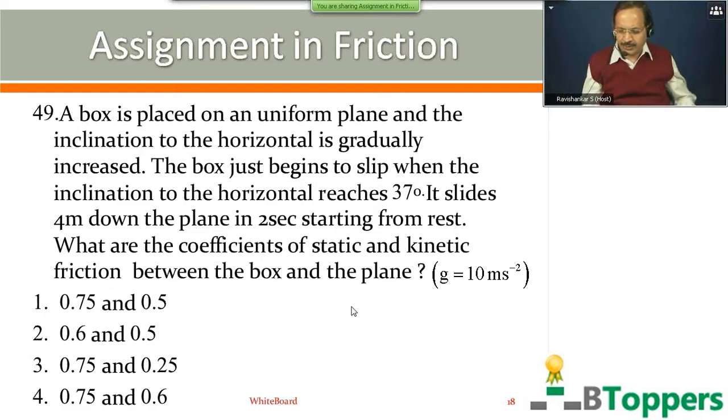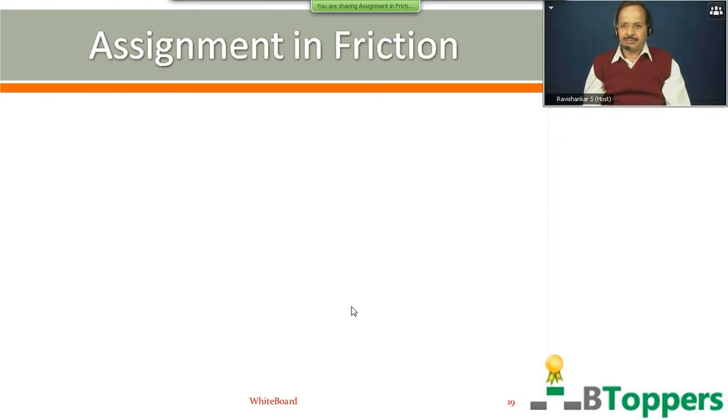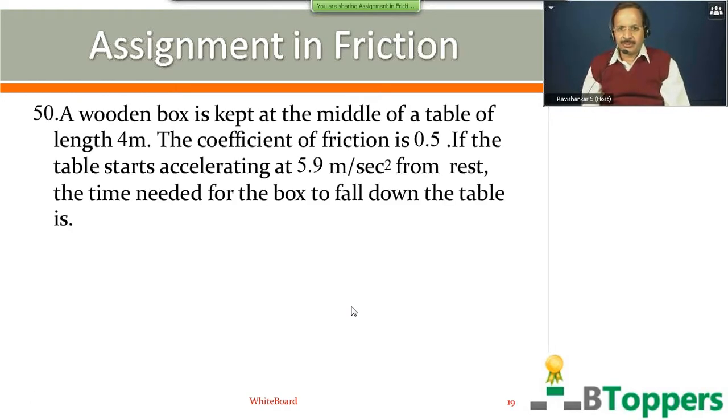In case you need more time to answer the question, you can take a pause and take your time. Next question, see question number 50. A wooden box is kept at the middle of a table of length 4 meter. The coefficient of friction is 0.5. If the table starts accelerating at 5.9 meter per second square from rest, the time needed for the box to fall down the table is. Come on, try the question.